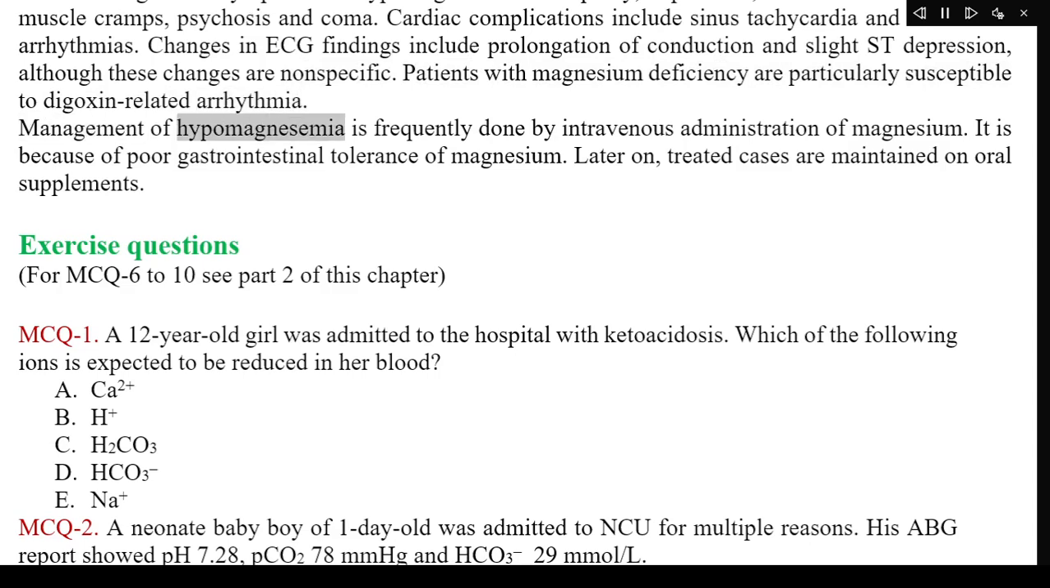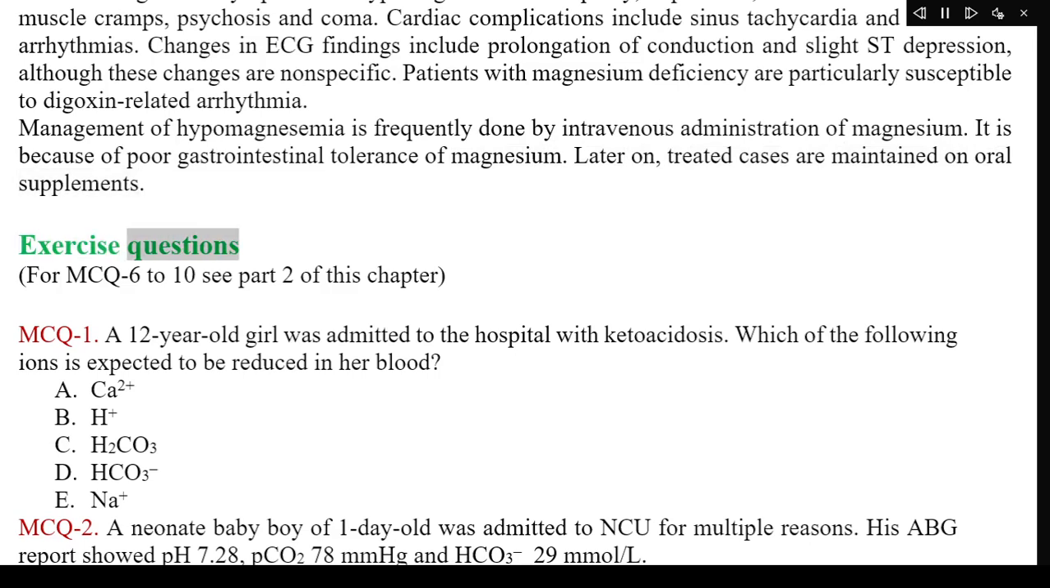Management of hypomagnesemia is frequently done by intravenous administration of magnesium. It is because of poor gastrointestinal tolerance of magnesium. Later on, treated cases are maintained on oral supplements.